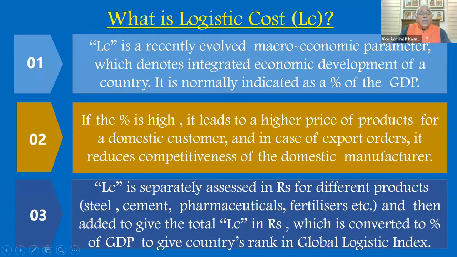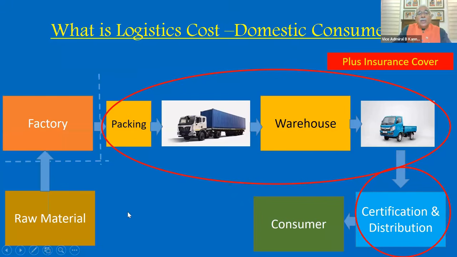So let's go forward. I'll take a domestic item. You see this domestic item. There's a factory which is making. Now, after it's made in the factory, there's packing, then there's transport, then it goes to a warehouse, then it goes for distribution, then there's a certification, whether it is as per ISI mark, is it certified? So all the things which are in the red circle are all additional cost to the item.